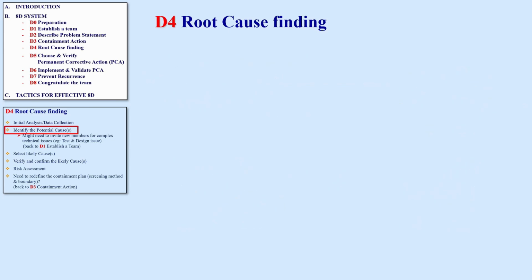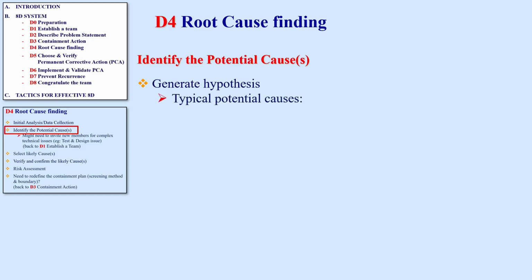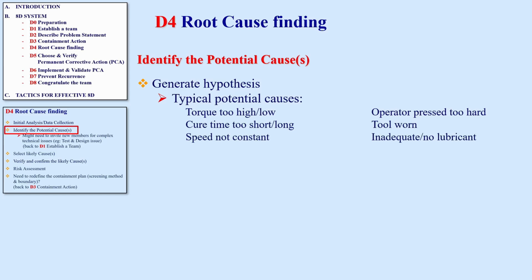The process of brainstorming for root cause is also known as generating root cause hypotheses. Just for examples, the typical potential causes are torque too high or too low, operator pressed too hard, cure time too short or too long, tool worn, speed not constant, inadequate or no lubricant, skip process, hardware failure.